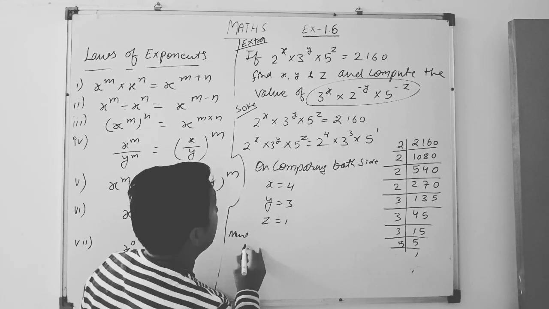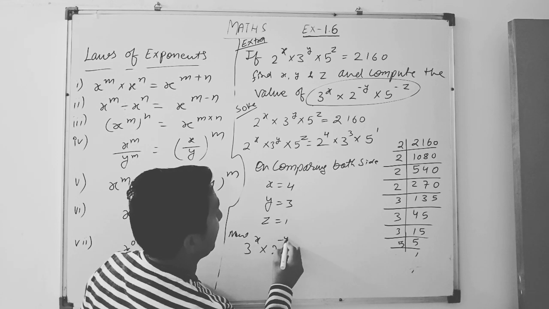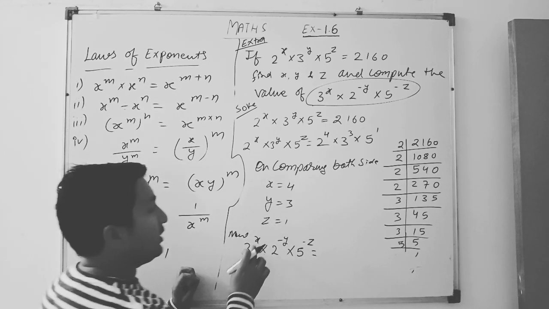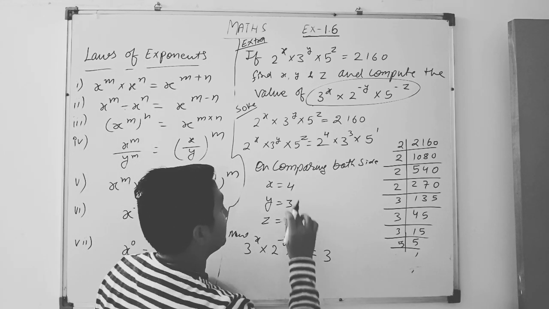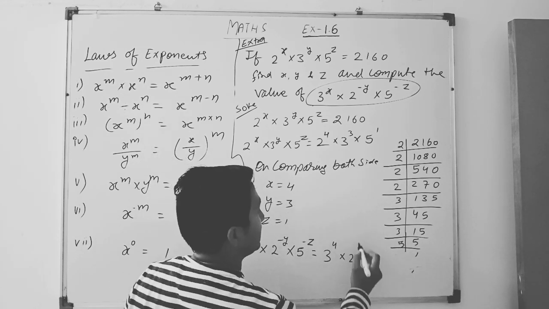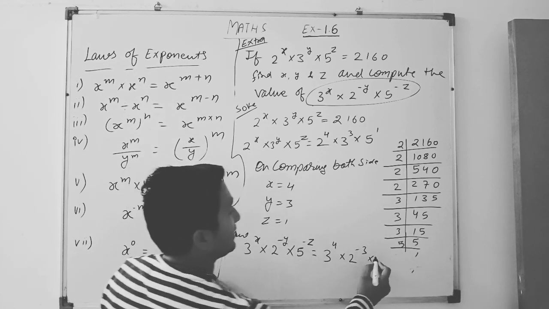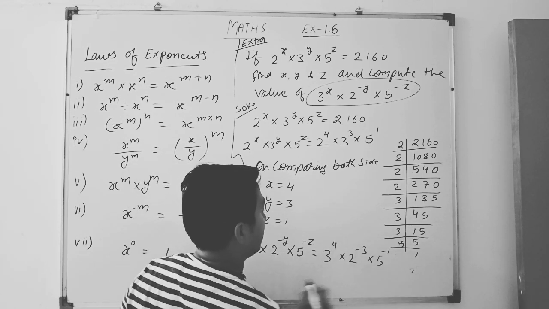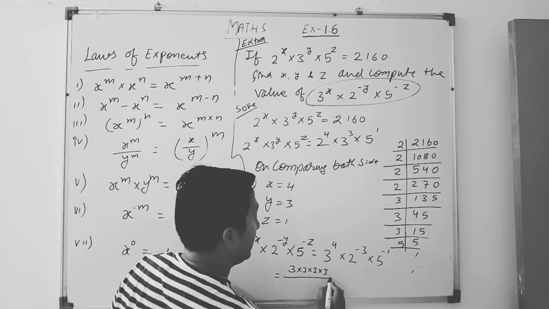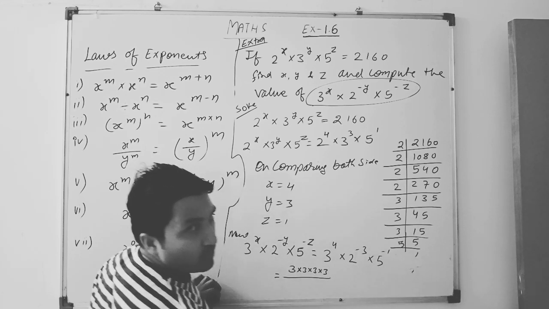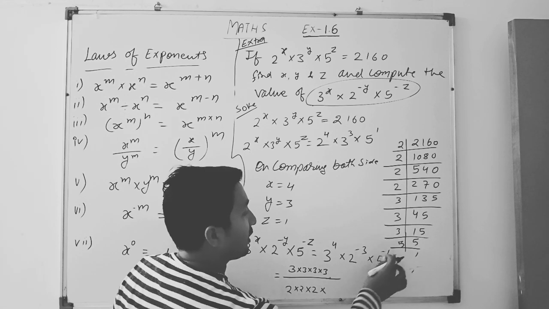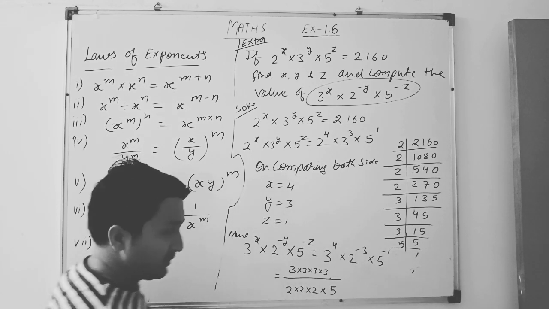So now 3 to the power x into 2 to the power minus y into 5 to the power minus z is equal to, what we will do? Now we will put the values of x, y and z. So 3 to the power x means 3 to the power 4, 2 to the power minus y means 2 to the power minus 3, 5 to the power minus z means 5 to the power minus 1. We can see that 3 to the power 4 means 3 into 3 into 3 into 3. This 2 to the power minus 3, when we shift it to the denominator, it will be 2 to the power plus 3. It means 2 into 2 into 2. And 5 to the power minus 1, when we shift it to the denominator, it will be plus 1.